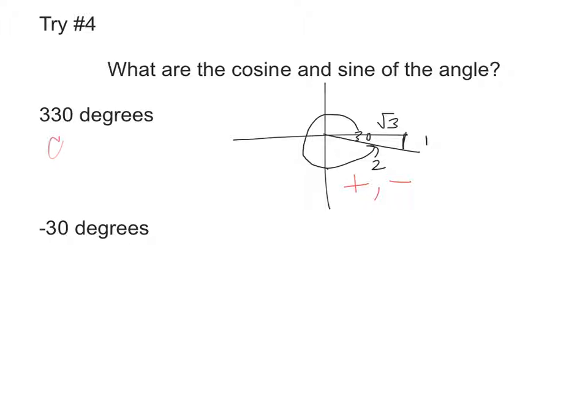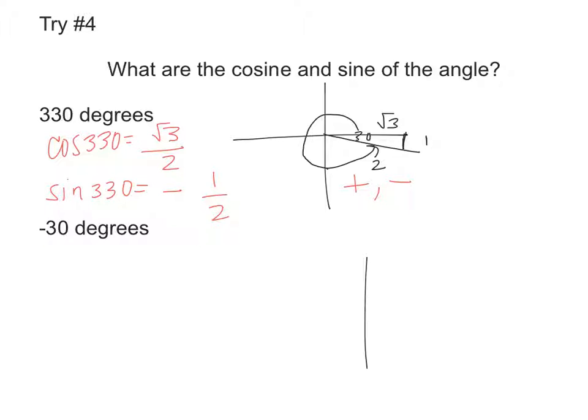All right. So when I say cosine, cosine of 330 is going to be equal to adjacent, which is the square root of 3, over the hypotenuse, which is 2. The sine of 330 then is going to be negative, right? So it's negative. The opposite is 1 over the hypotenuse, which is 2, so negative 1/2.